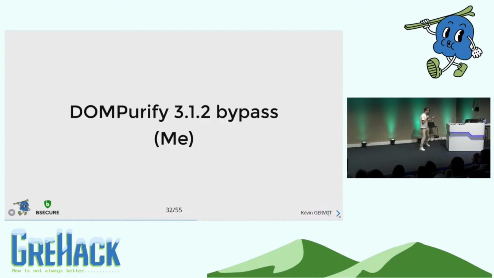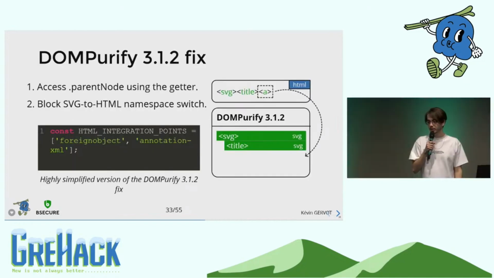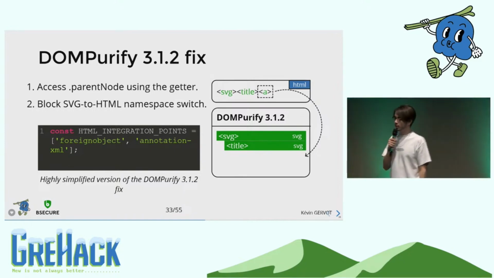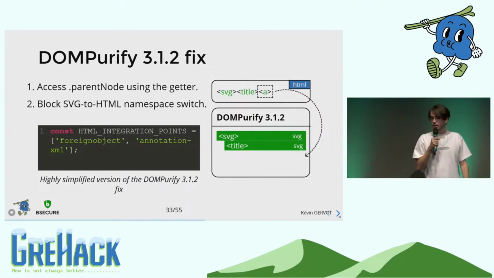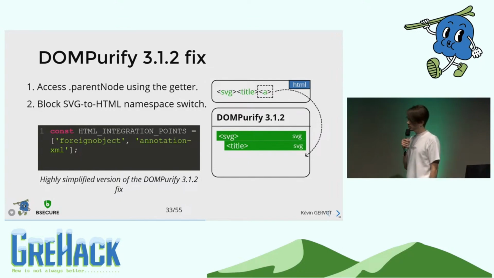Now, for the last bypass, we are going to focus on version 3.1.2. For this bypass, they put in place two stronger mitigations. The first one is that they block DOM clobbering by no longer using the dot parentNode access, and instead they decided to use the getter. And the second mitigation is related to the SVG to HTML namespace switch. This one is really limiting us because the second part of the IC's front bypass isn't working anymore.